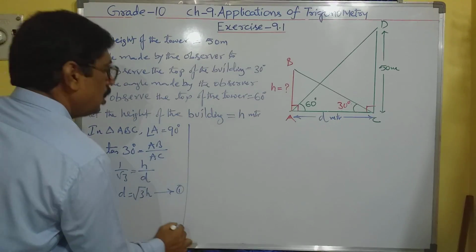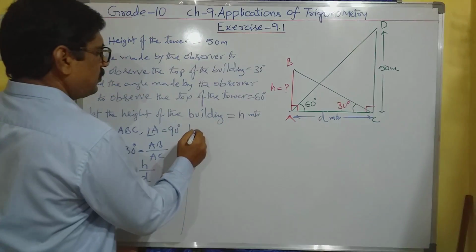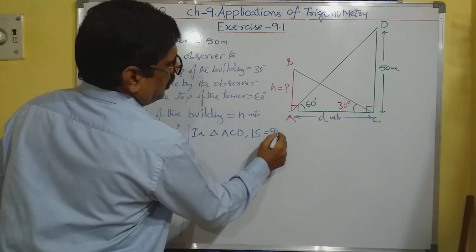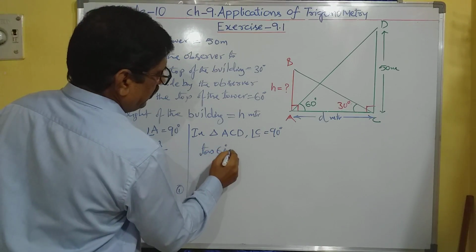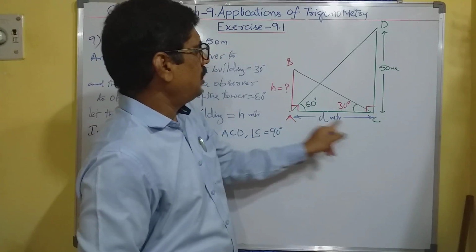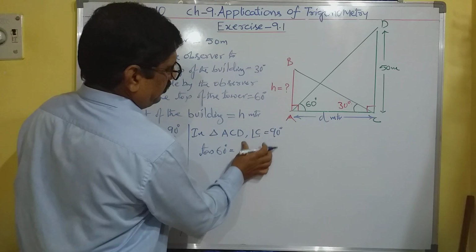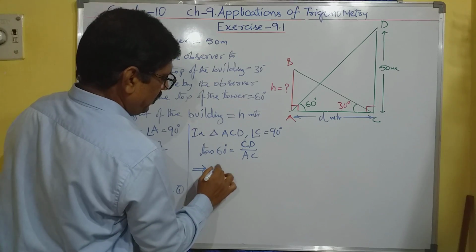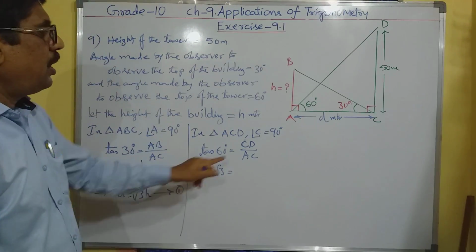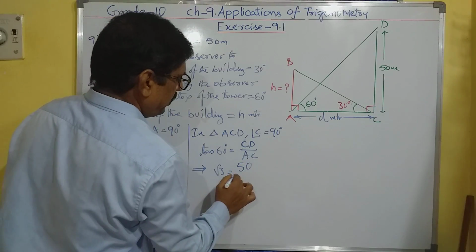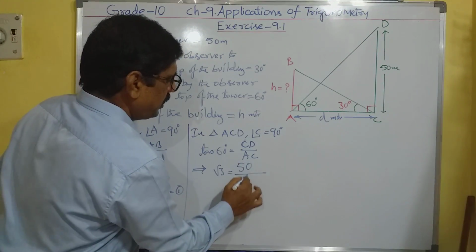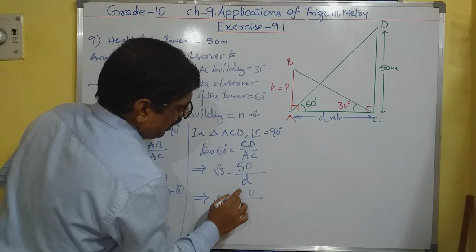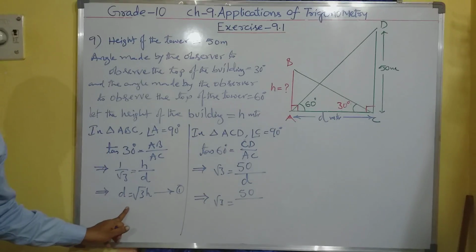Now, let us take the big triangle, green triangle. What is that? In triangle ACD, you have to take tan. What is the angle formed in this triangle? 60 degrees. Opposite side CD, by adjacent side is AC. What is the tan 60 value? Root 3. And CD value was given 50 by AC value D. This implies root 3 is equal to 50 by D. So actually D value we got in terms of H in the equation 1.